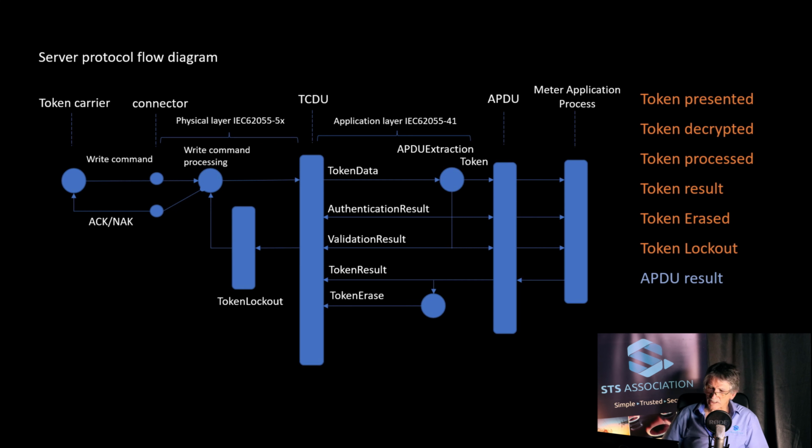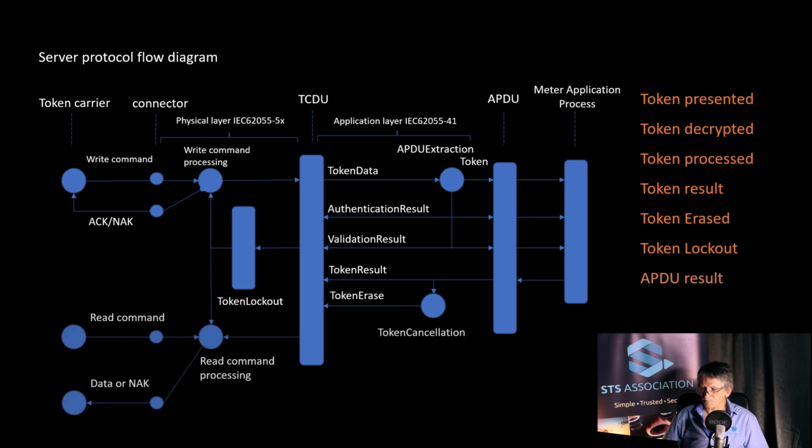If you have a token lockout, the token lockout can then come into effect. For example, if the authentication or validation results show that it's an invalid token, the token lockout then could come into effect at this point in time. If there is no token lockout, then of course the token result would go back to the point of sale. A read command, if that's issued, what happens is the read command is processed, and you get either data back from the server or a not acknowledge.